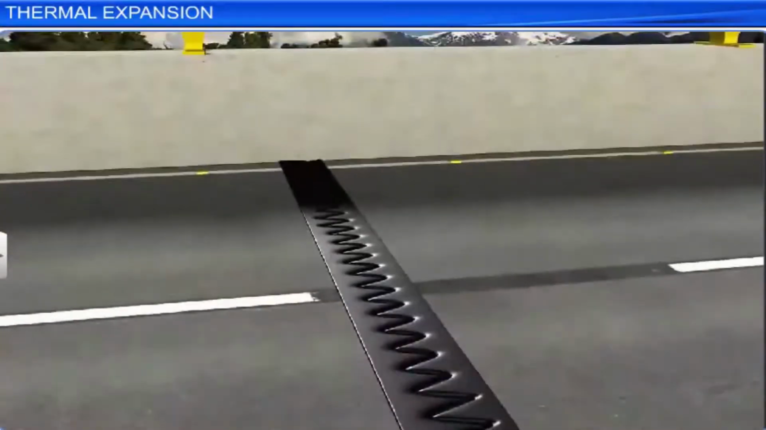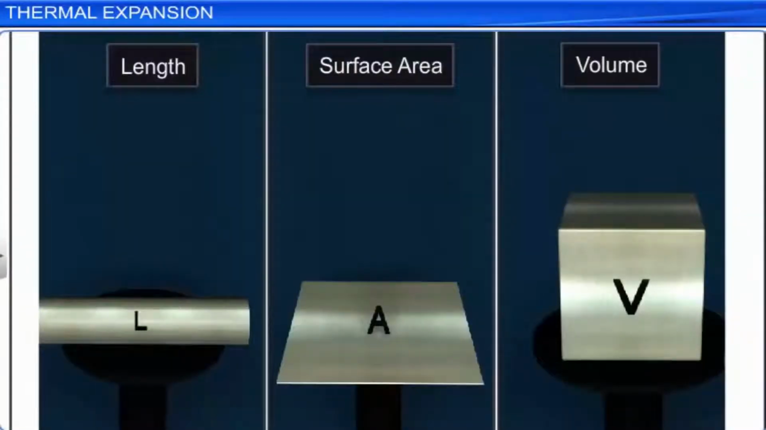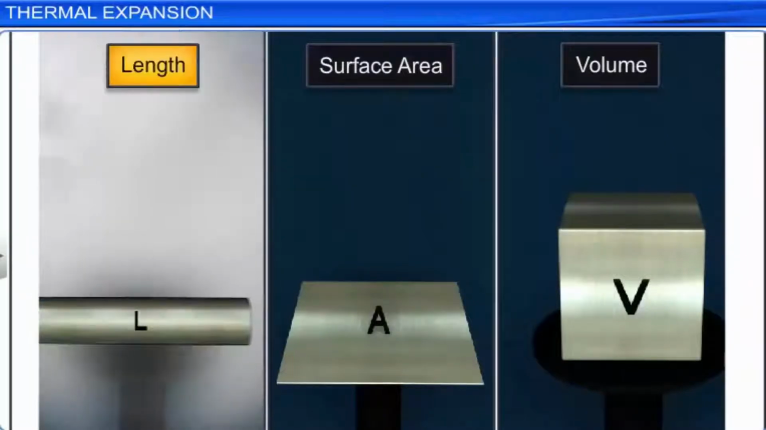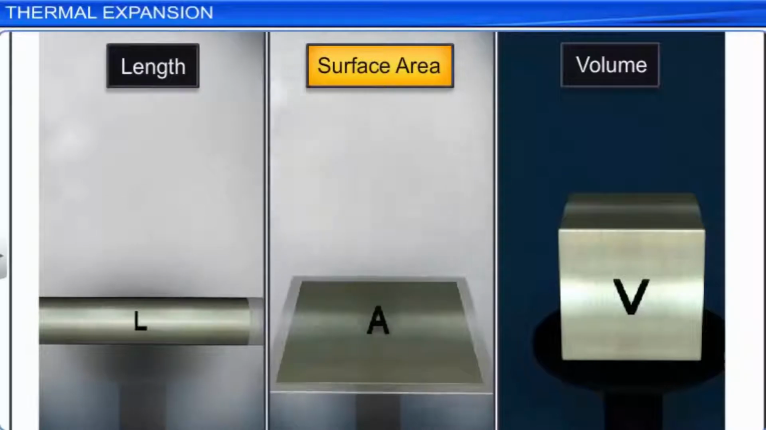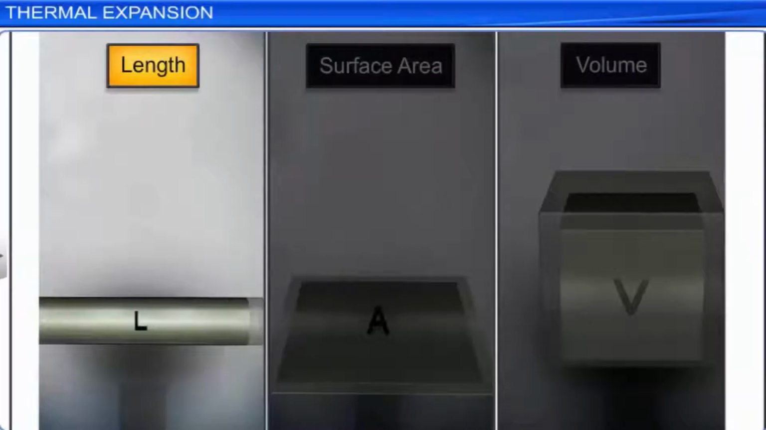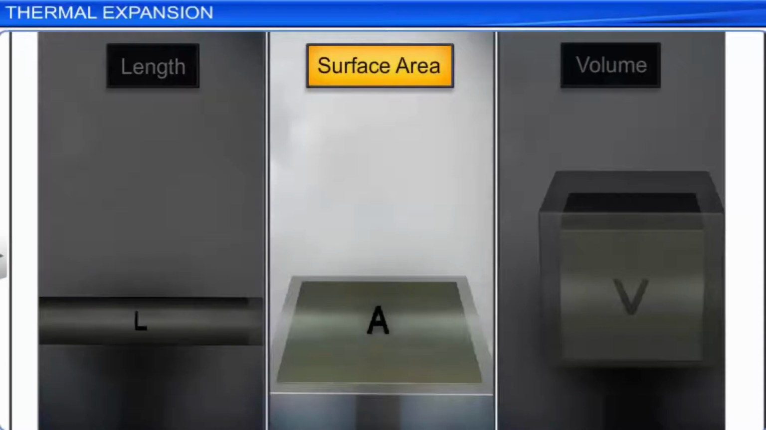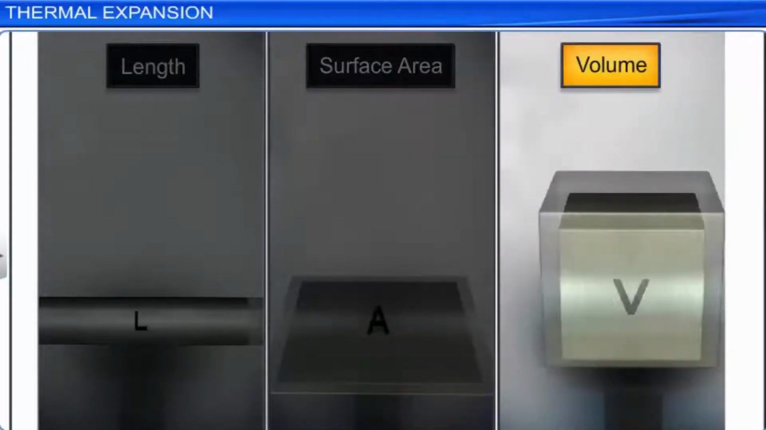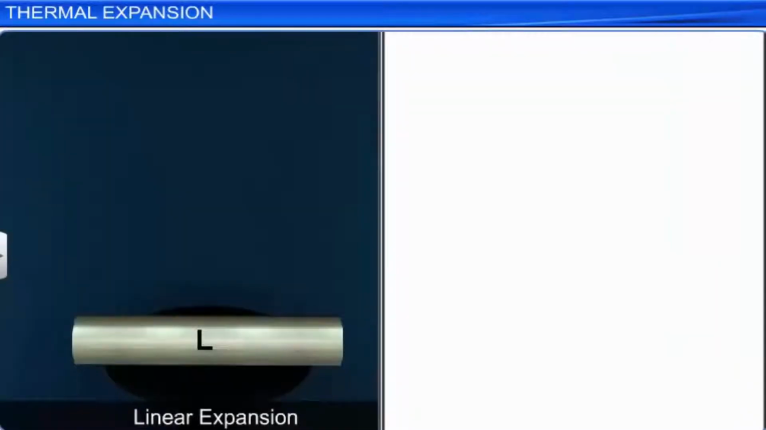Expansion joints are provided while constructing bridges. When the temperature of any metallic body is increased, its length, surface area, and volume may increase. Expansion along length is defined as linear expansion. Expansion of the surface area of a solid is called areal expansion, and expansion of its volume is called volume expansion or cubical expansion. Let us consider a thin metal rod of length L at a temperature T.